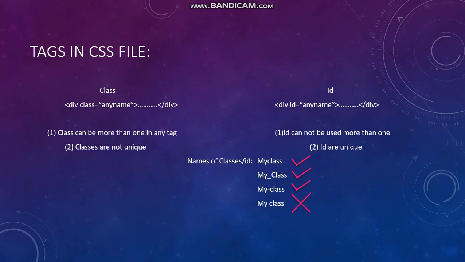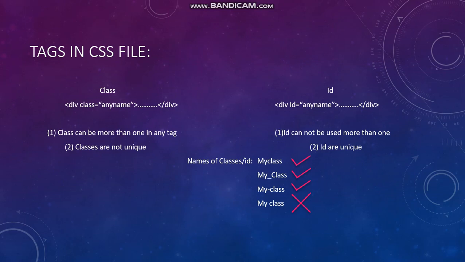So as you can see, I have mentioned the names of the classes and IDs: my class, my underscore class, and my dash class. These are the three patterns through which we can write a style or a class name or an ID name.